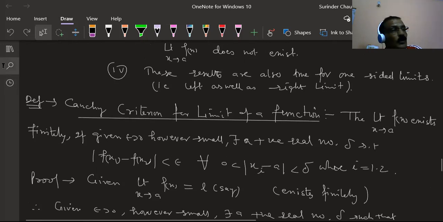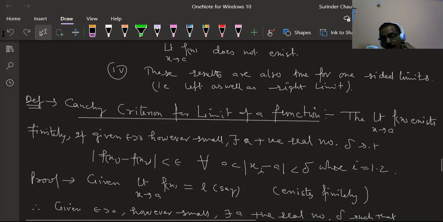Now the problem is that the definition of limit which we have discussed till now is silent about how we can show that the limit of a function does not exist, that is, it is silent about the non-existence of the limit. For that, we have the Cauchy criterion for the limit of a function.